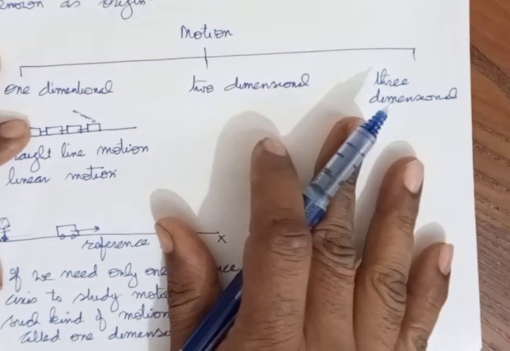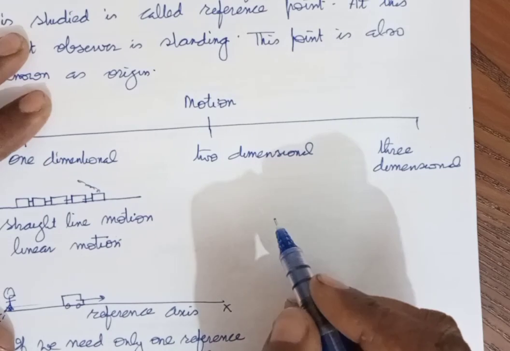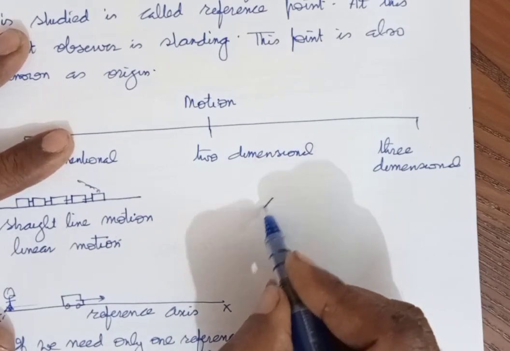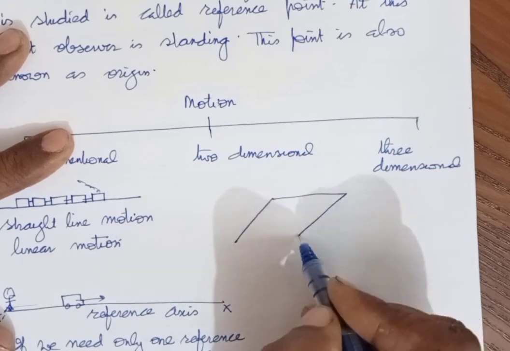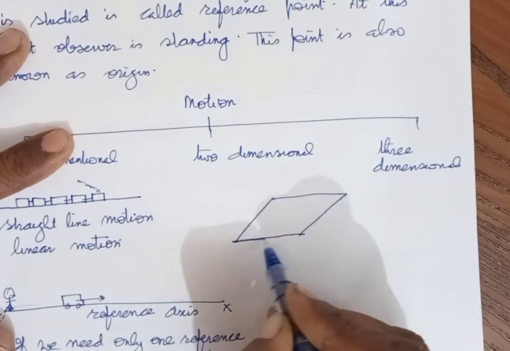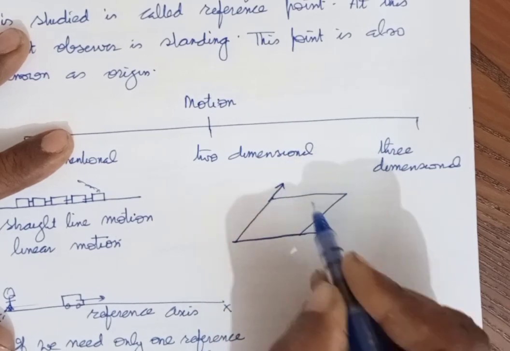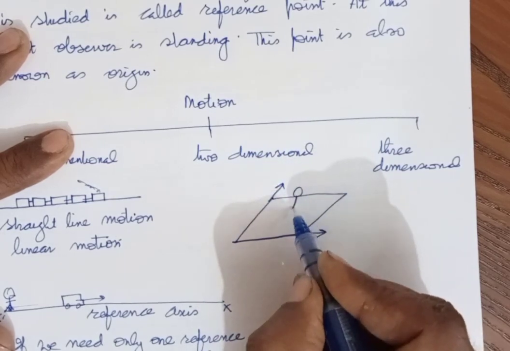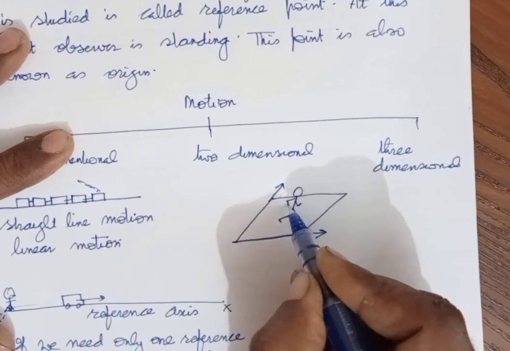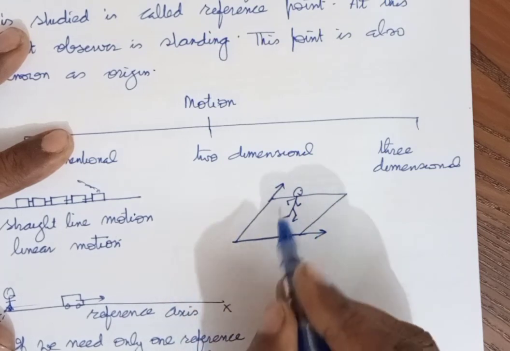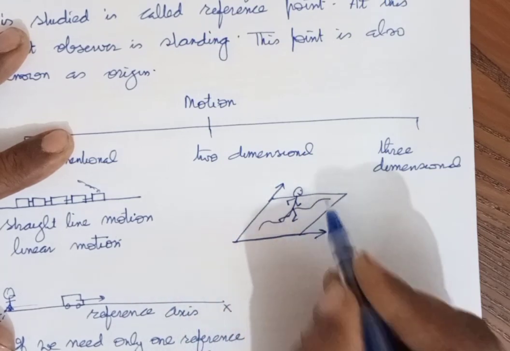Second is two-dimensional motion, where we need two dimensions. Like this is a room, and in this room we can take this as the x axis and this as the y axis, and we are freely walking in the room. So if we are walking in the room, then we can go along the x axis or y axis, or we can go zigzag any way.